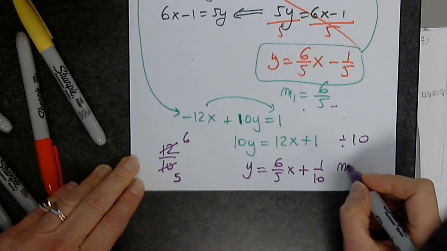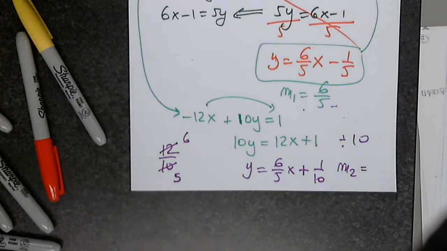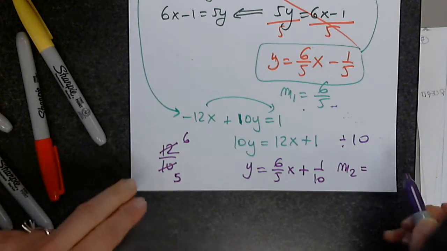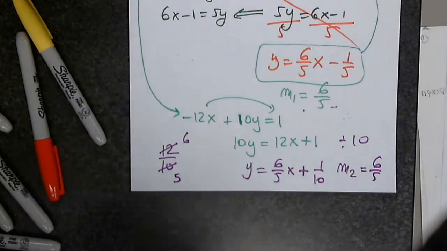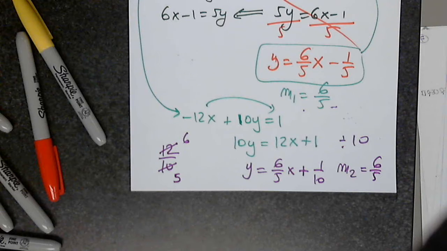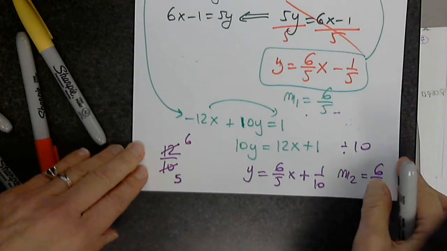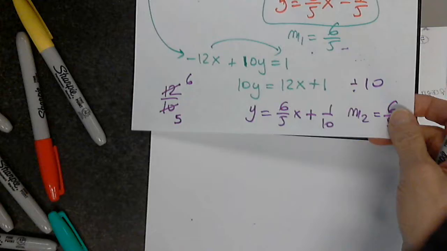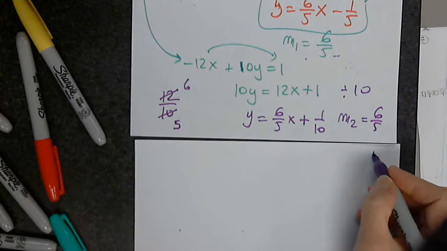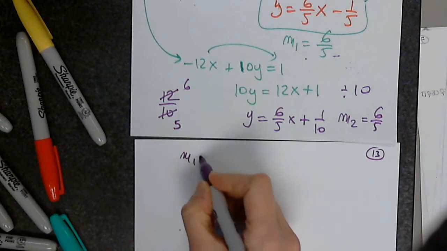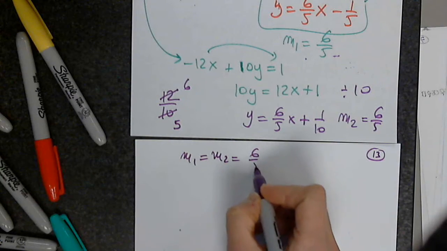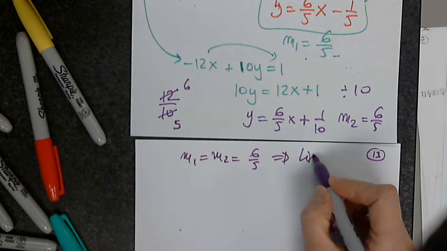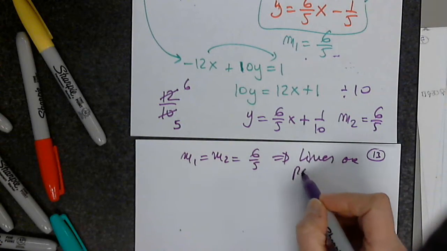Now, can anyone identify the slope of the second line? It's the same. Yes. Now we can conclude. Only now we conclude about the lines. What is the conclusion about these two lines? Parallel. Yes, because their slopes are the same. Is that clear? So M1 equals M2 equals 6/5. Therefore, lines are parallel.